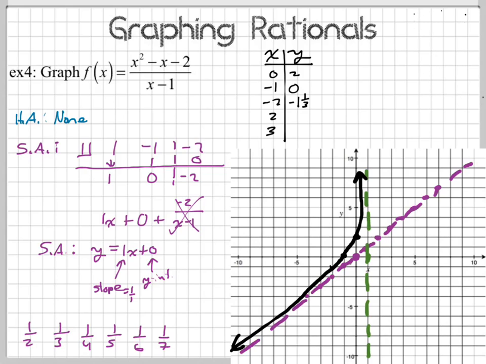When I plug in a 2, I get 4 minus 2 minus 2. And on the bottom, I get 2 minus 1. On the top, I get 0. On the bottom, I get 1. 0 over 1 is just 0.